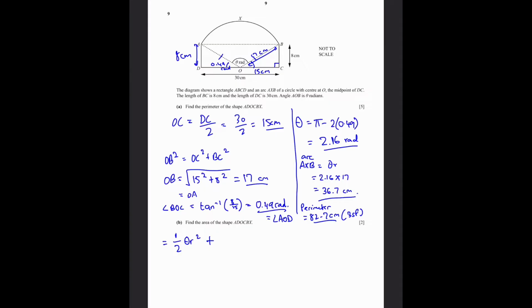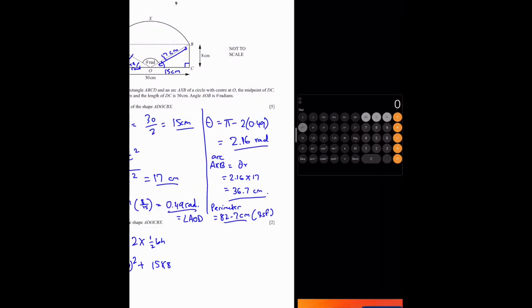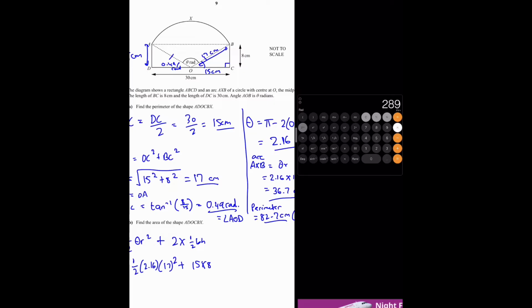Therefore, we can just multiply the area of the triangles by 2, because we have two triangles which are basically the same, so the area will be the same. That's why we're multiplying by 2. Now we can just substitute the values. Half times 2.16 times 17 squared plus 2 times half will be 1, so we just used base times height, so 15 times 8. And let's just do this on our calculator. 17 squared is going to be 289, and then times 2.16, and then divide by 2.